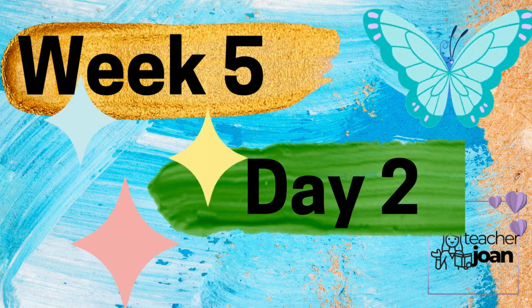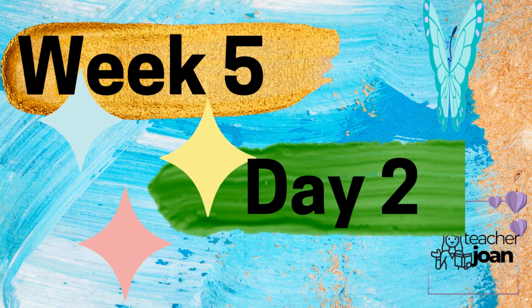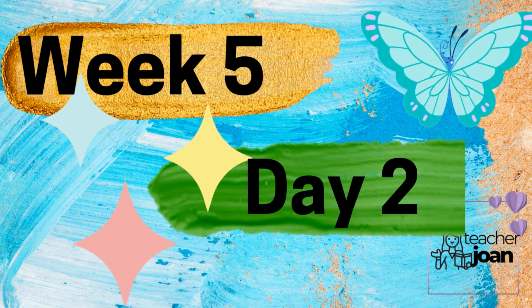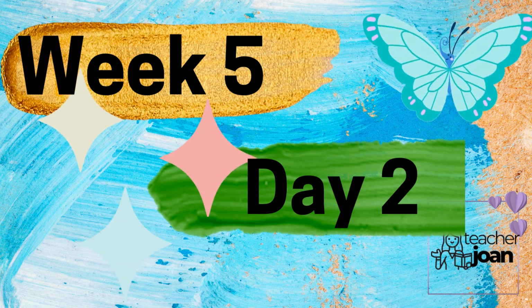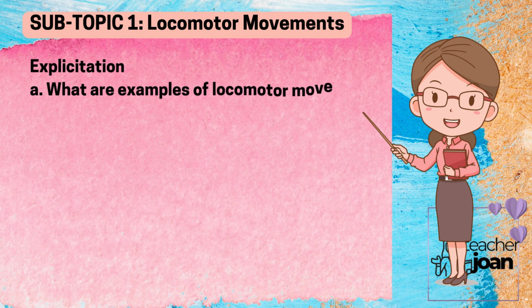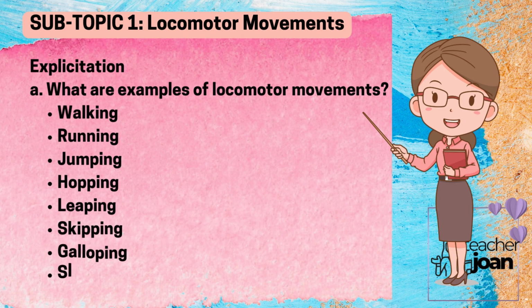Week 5, Day 2. Subtopic 1, Locomotor movements. Explicitation. Letter A. What are examples of locomotor movements? Very good. Walking, running, jumping, hopping, leaping, skipping, galloping, and sliding.